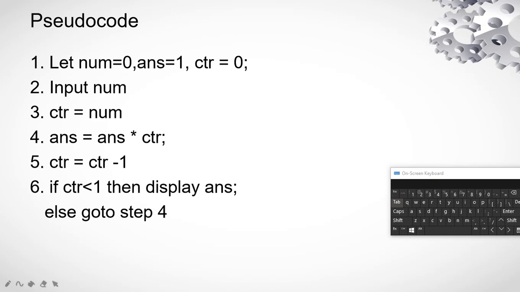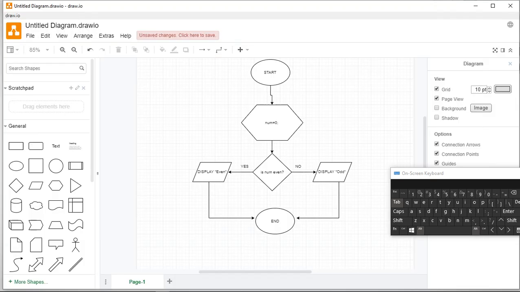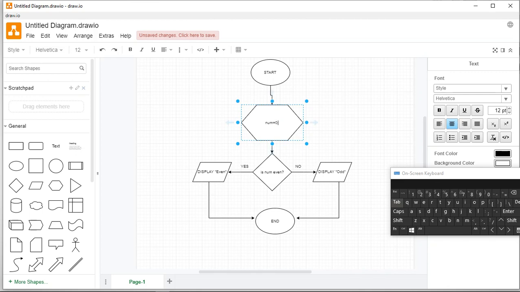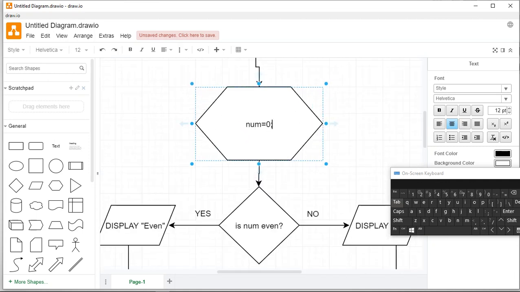Okay, let's try to make a flowchart for our pseudocode, right? So let's start with declaring three variables, num, ans, and counter. Okay, so we have here num with the value of 0. Take note of the values, right? Take note, okay? So ans is equal to 1, and then we have a counter variable which is equal to 0.